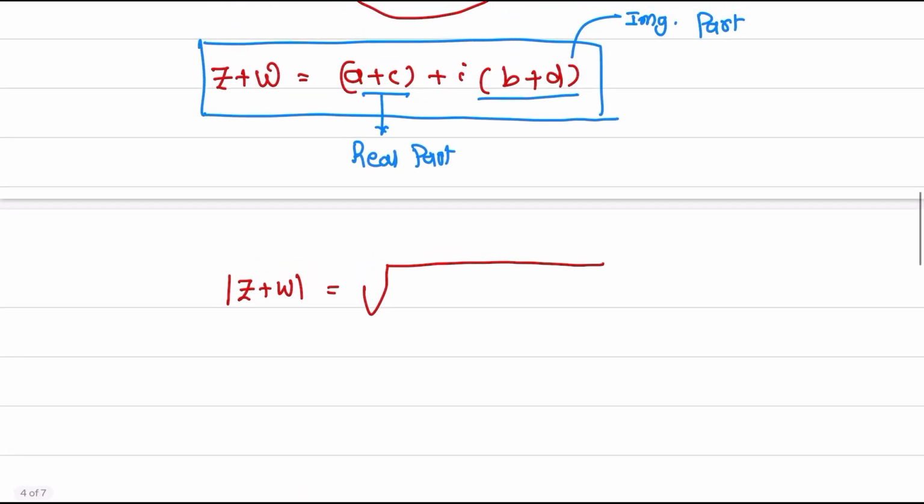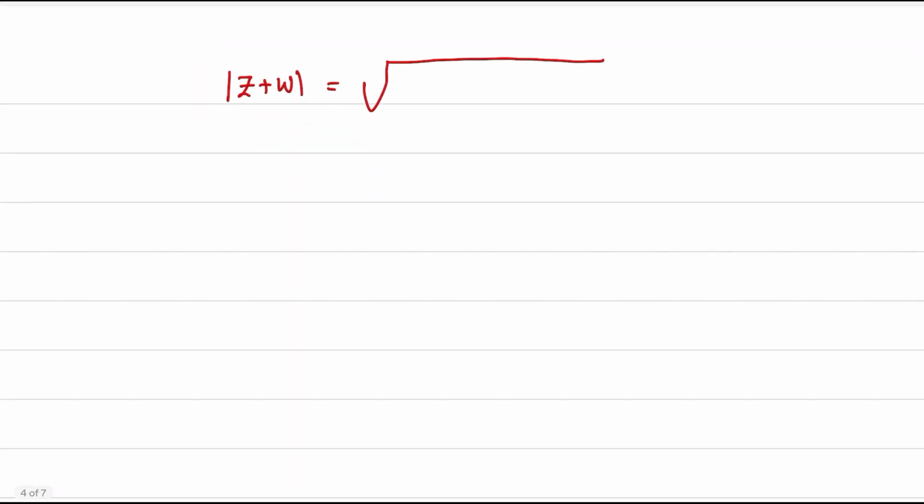Now, what is the modulus of Z plus W? That is equal to square root of, it is not square root of Z square plus W square, it is square root of final complex number of real part whole square plus imaginary part whole square. That is, please remember this, (A plus C) whole square plus (B plus D) whole square. This is also very, very important one.